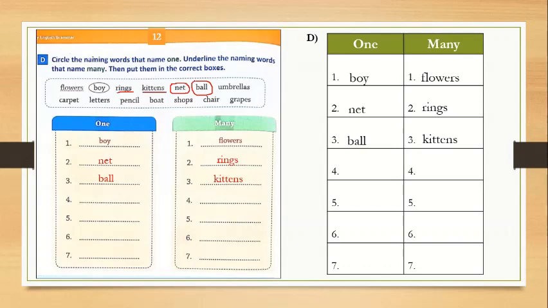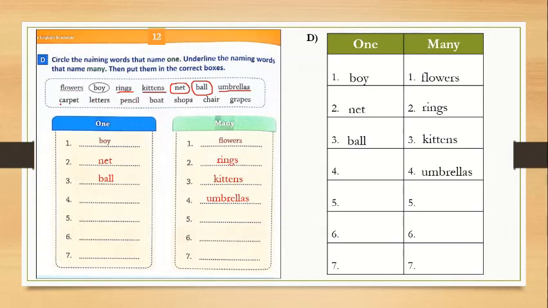The next word is umbrellas. Now, is umbrella a singular noun or plural? Umbrella is singular and umbrellas is plural. So, because there is S at the end, umbrellas is a plural noun for many. So, we will underline umbrellas and we will write it below many. I hope you are writing, children.